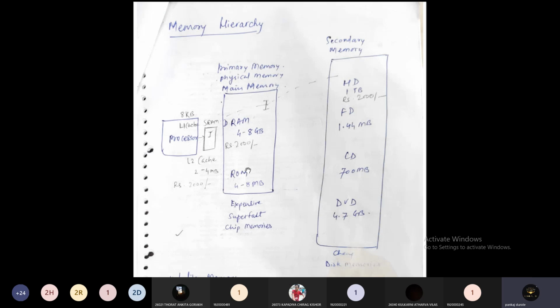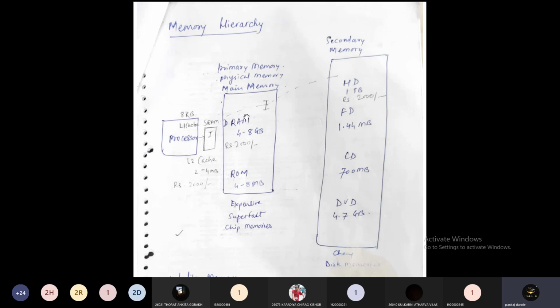that these memories are all cheap memories, right? So basically the primary memories are RAM and ROM, right? RAM is random access memory and ROM is read only memory. Random access memory is a volatile memory, right? Volatile memory means the data can be erased. On the other hand, ROM is a read only memory, meaning the data once written cannot be edited and even cannot be deleted, right?